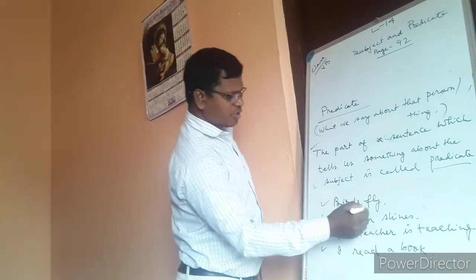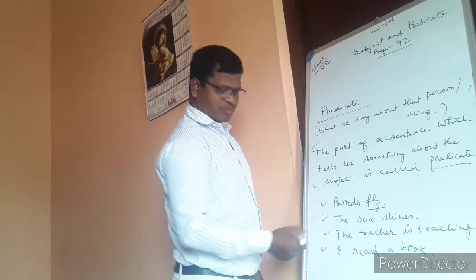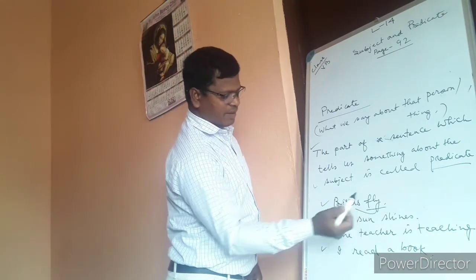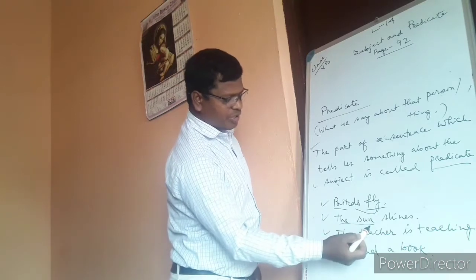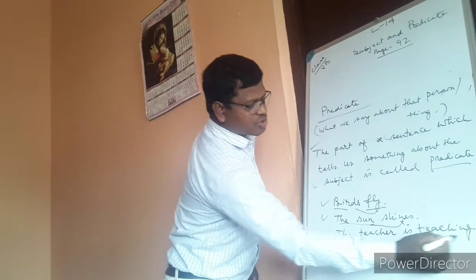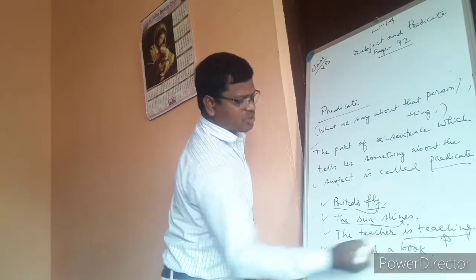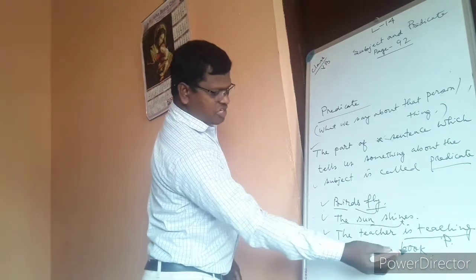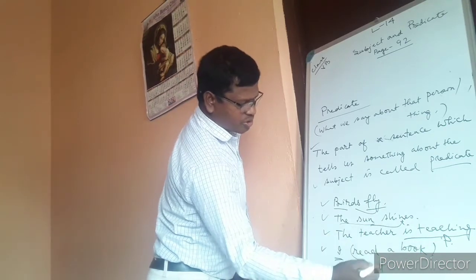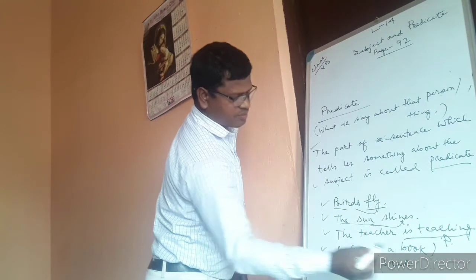So what are we doing actually? We are talking about the subjects, isn't it? What is the subject doing? Birds fly. Here also, what is the subject doing? Shines. So this is the predicate. What is the teacher doing? Teacher is teaching. So this part is known as the predicate. I read a book. What is the subject here doing? Is reading a book. So this is the predicate.